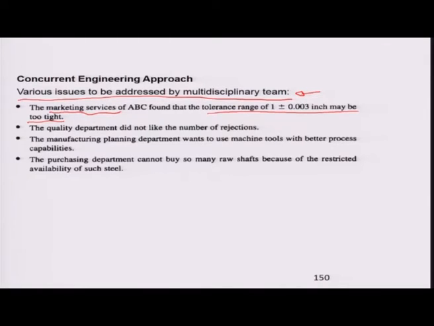where process control of that level may not be really needed. The quality department, however, did not like the number of rejections, because obviously if there is a process in place and there is going to be some feedstock given to the process and it produces some output, there are going to be rejects. And so, if the process capability of a machine is not very well defined, then obviously there may be rejects and costs related to the rejects.